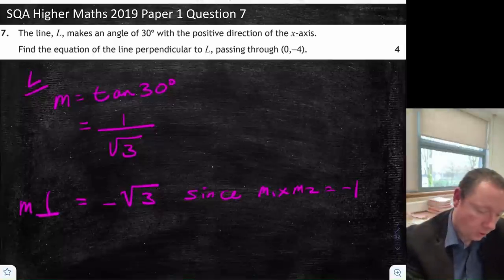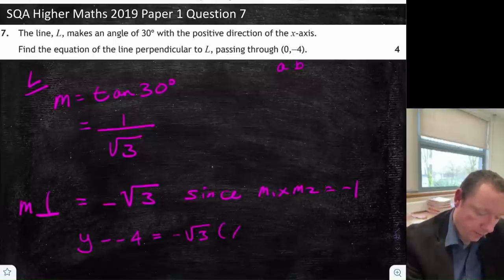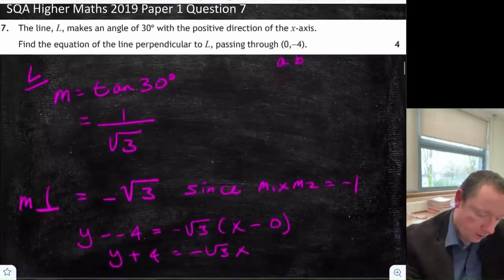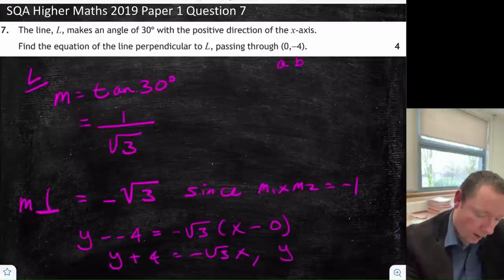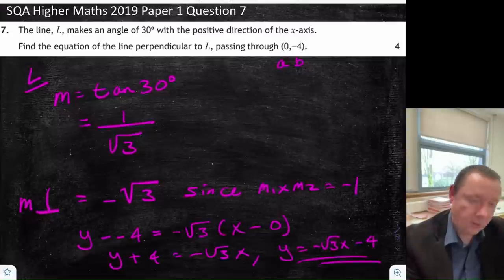And then we can use our point. So I'll call that a and b. y - -4 = -root 3(x - 0). y + 4 = -root 3 x. Or y = -root 3 x - 4 would be fine as well.